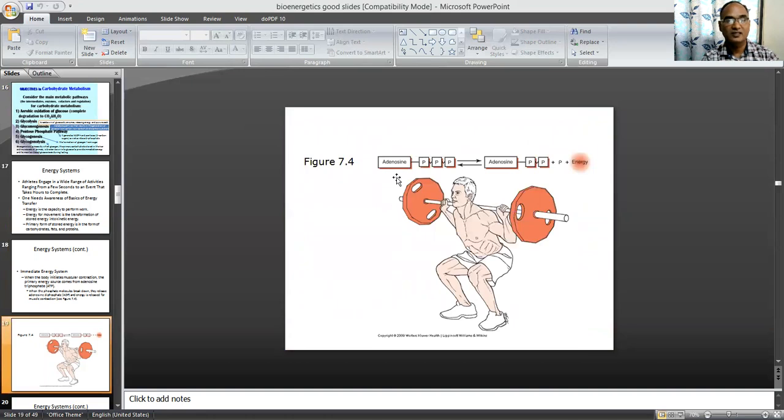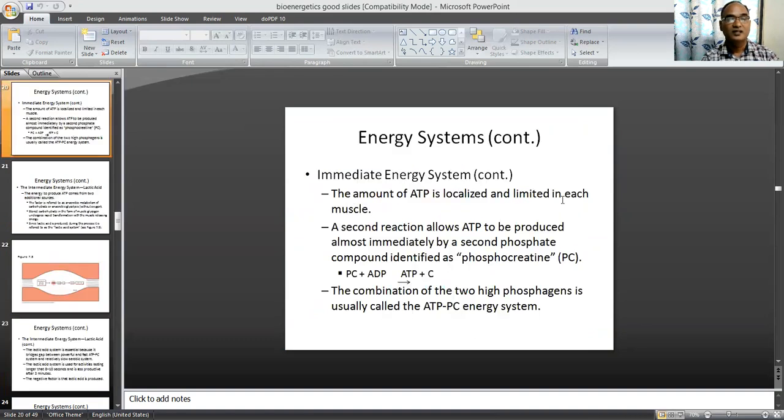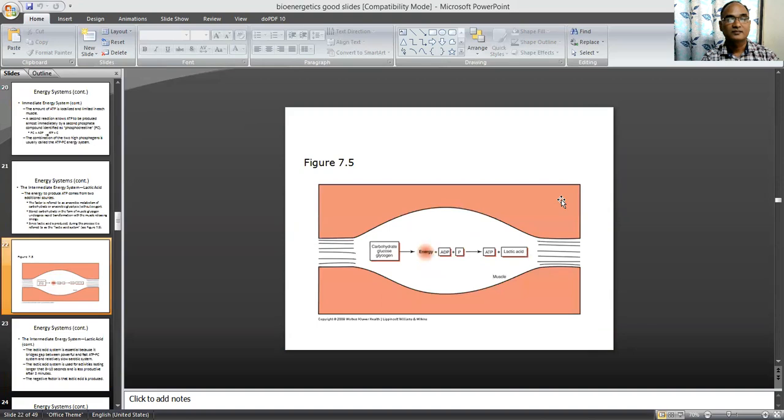So this picture clearly indicates adenosine triphosphate. From adenosine triphosphate, it will liberate one phosphate, releasing energy for your working muscle. This is another phase: carbohydrate, glucose, and glycogen make energy, ADP plus P, and ATP is created, and lactic acid. This is the second energy cycle.